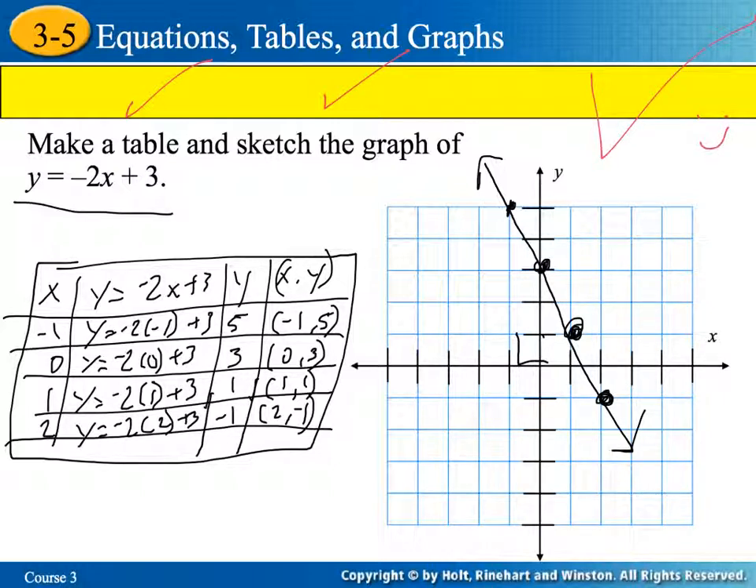Awesome. Sweet. So again, your graph might look slightly different. If you use 3, your next point would be right here. If you use 4, your next point is right here. It would just keep going in that same direction.